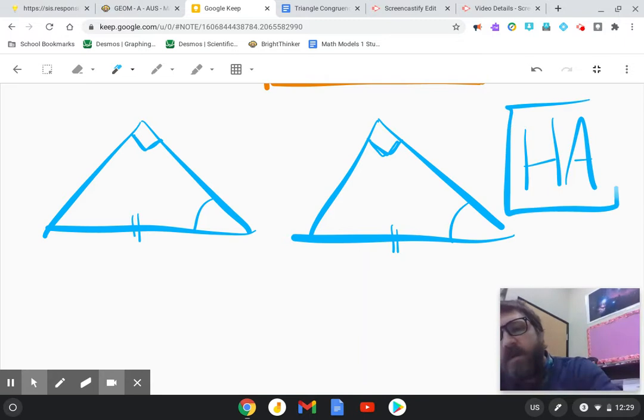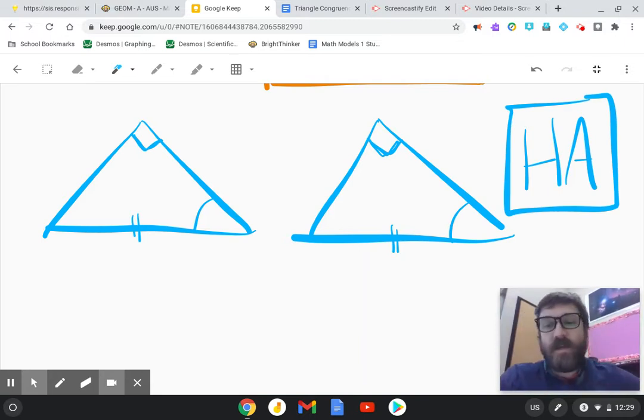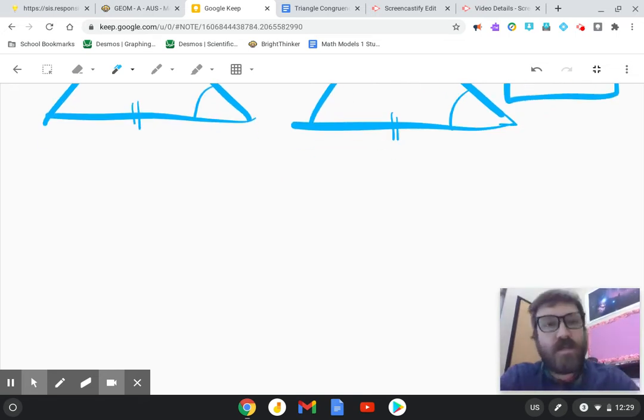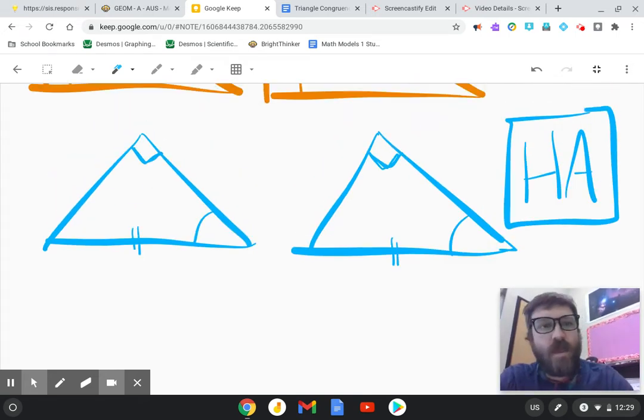It's the hypotenuse and one of the angles. It does not matter which angle it is. It's not like the SAS or the ASA where it has to be in a particular location. It doesn't really matter. So HA.